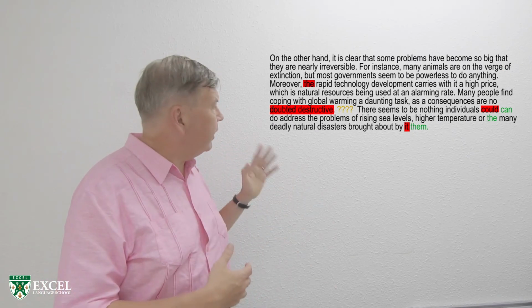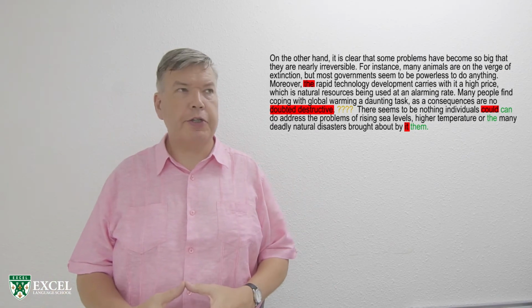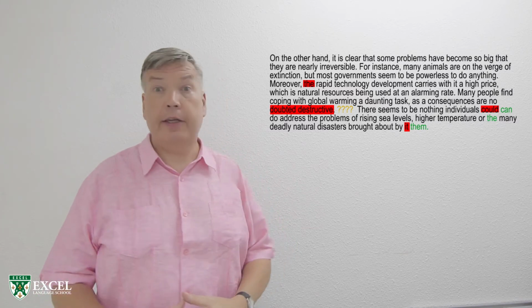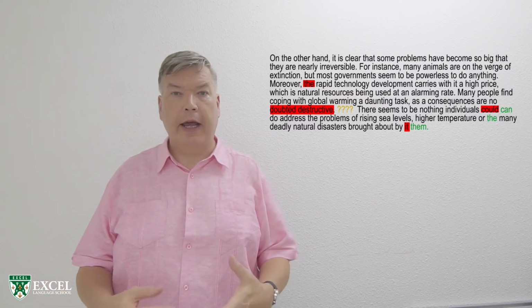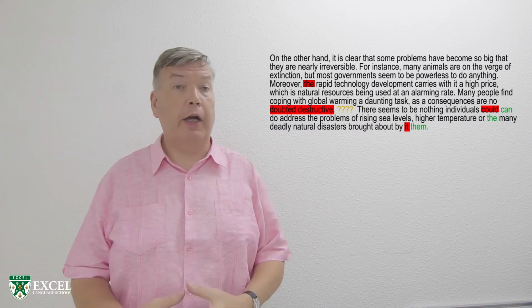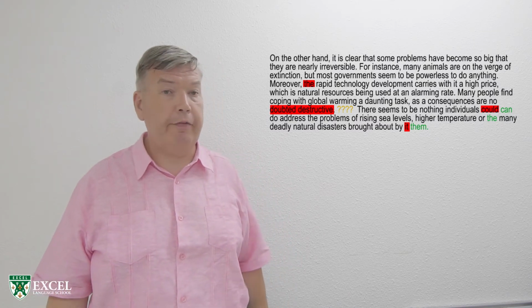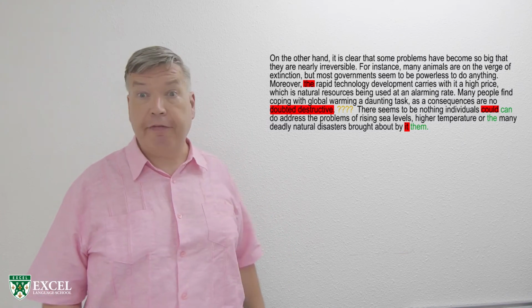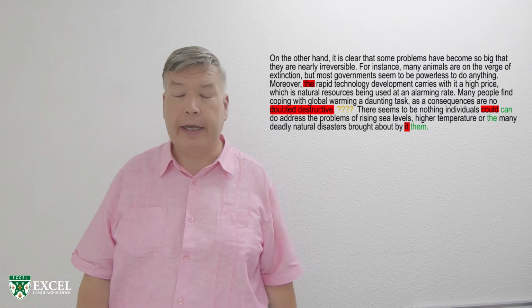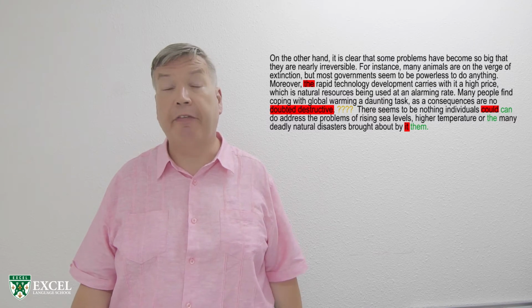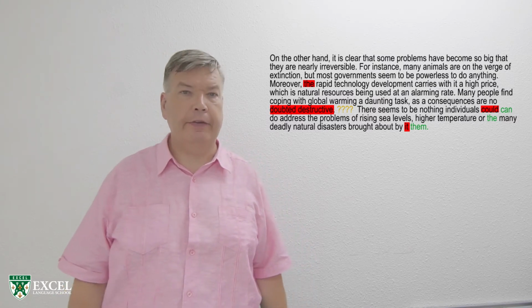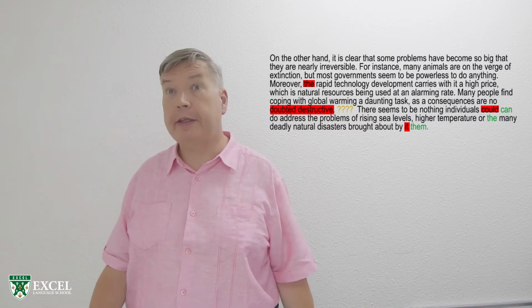Okay, so let's move on to the second paragraph, which starts with the words, on the other hand, it is clear. Now, the grader makes several corrections in this paragraph, and the first one she makes is she adds the definite article in the third line.